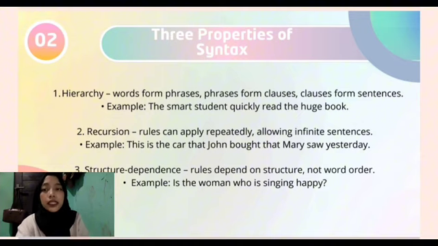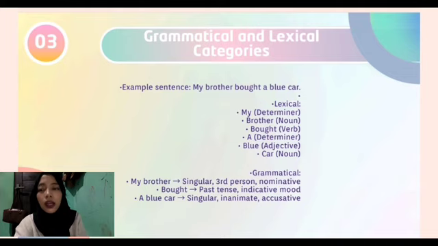So the next is grammatical and lexical categories. Lexical categories are word classes such as noun, verb, adjective, adverb, determiner, and preposition. In other words, the building blocks of a sentence. Grammatical categories, on the other hand, describe how words behave in terms of number, tense, gender, person, and case. For example, "the cat sleeps on the sofa." "The" is a determiner, "cat" is a noun, "sleeps" is a verb, "on" is a preposition, "the" again is a determiner, "sofa" is a noun.